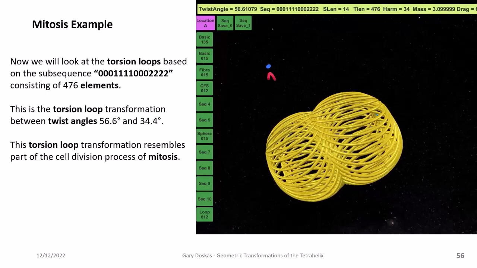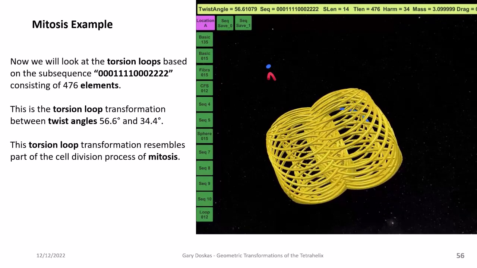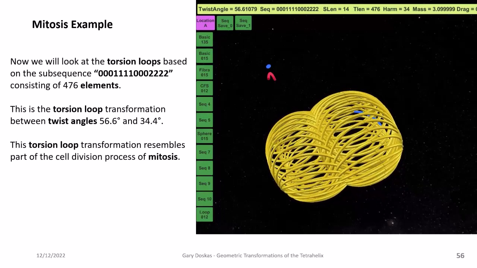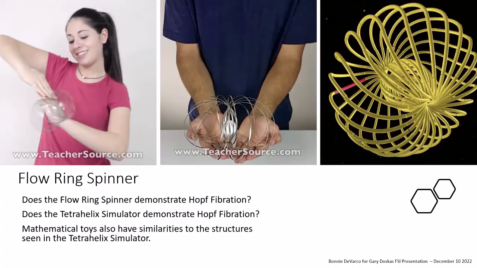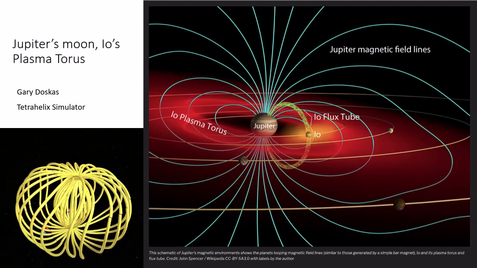Now let me go back to the presentation. Here is another thing that Bonnie has pointed out, that some of these toys, these flow ring spinners, have some similar characteristics. I'll be showing you these other video clips. This also resembles some of the plasma torus found on Jupiter's moon Io, and these magnetic field lines have a similar correspondence to some of these shapes.